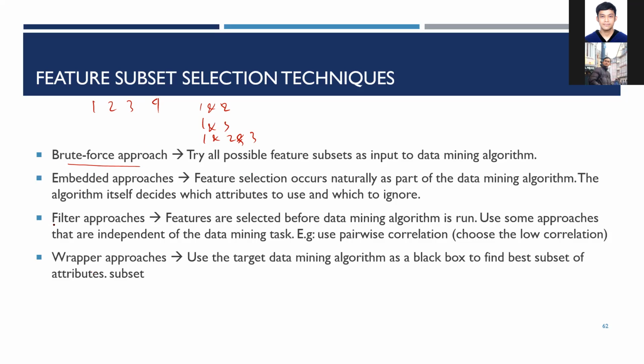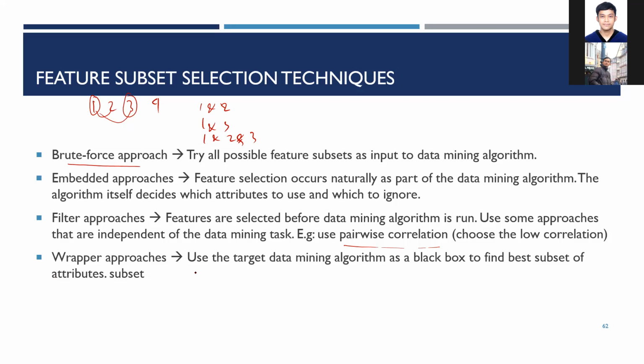They also have the filter approach. The features are selected before the data mining algorithm is run. So we choose first. For example, we can use pairwise correlations. If 1 and 2 have a very big correlation, then we just choose between 1 and 2, because the correlation is very big between them. But 1 and 3 correlation is very low, so we can use both of them.